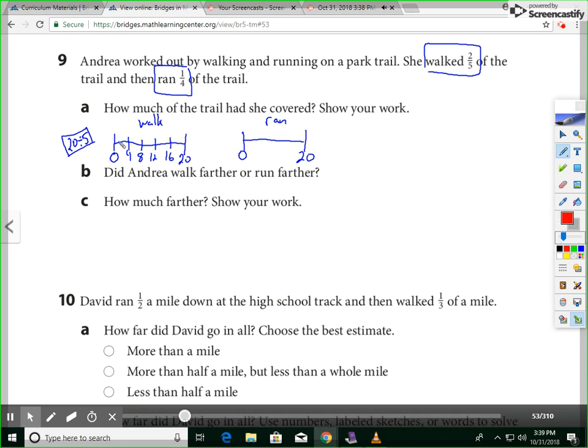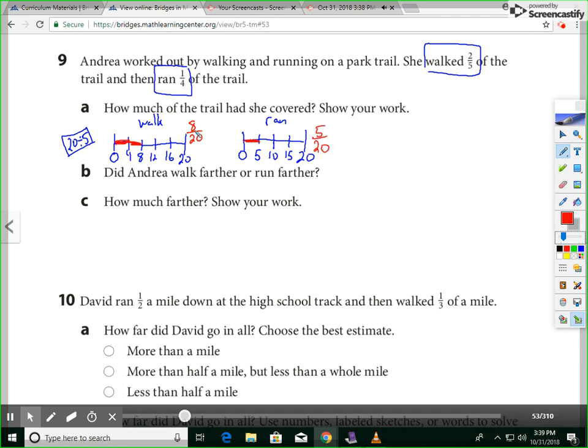So we can take a different color here and say she walked 1/5, 2/5, so that'd be worth 8/20ths. So she walked 8/20ths of the trail. And then running is 1/4, which is a little bit easier. We have half, and now we have fourths. So half the trail is 10. Half of a half would be 5, 5, 10, 15, 20, and she ran 1/4 of this, so one piece, 1 out of 4, which would be 5/20ths.